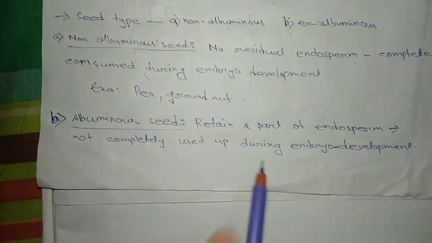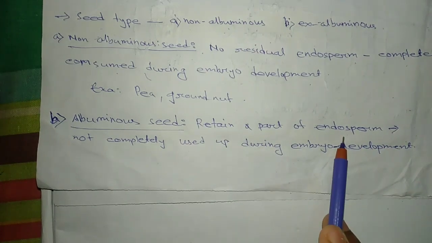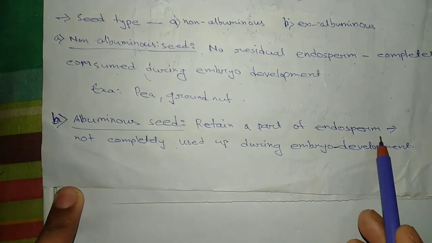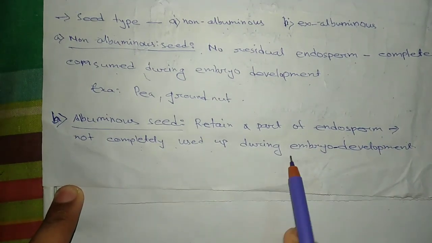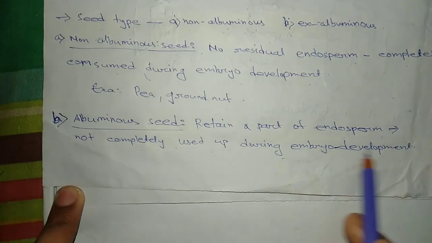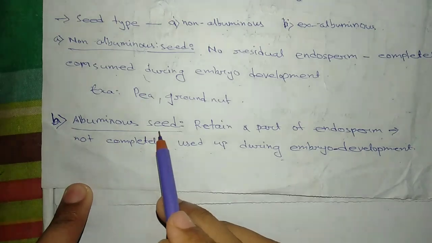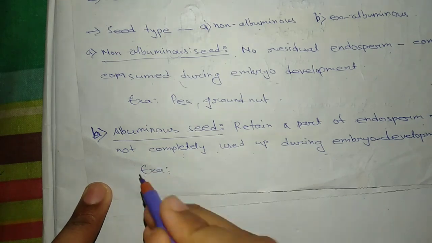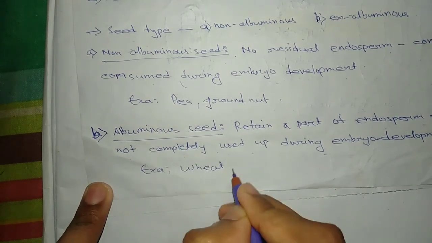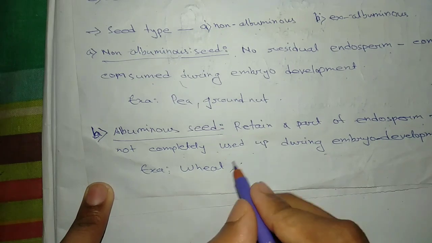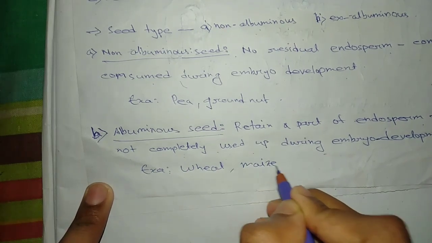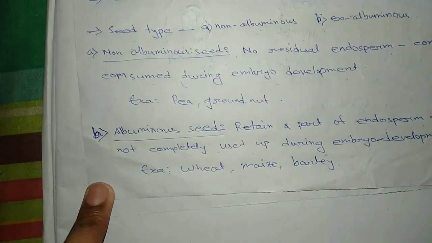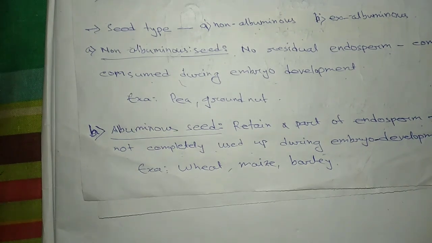Albuminous seeds retain a part of the endosperm. That means it is not completely used during embryo development. This kind of seed is known as albuminous seed. Examples: wheat, maize, barley, castor.